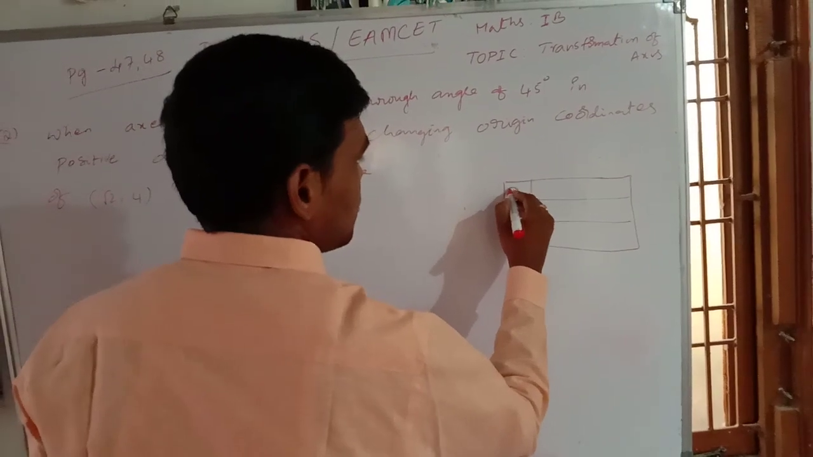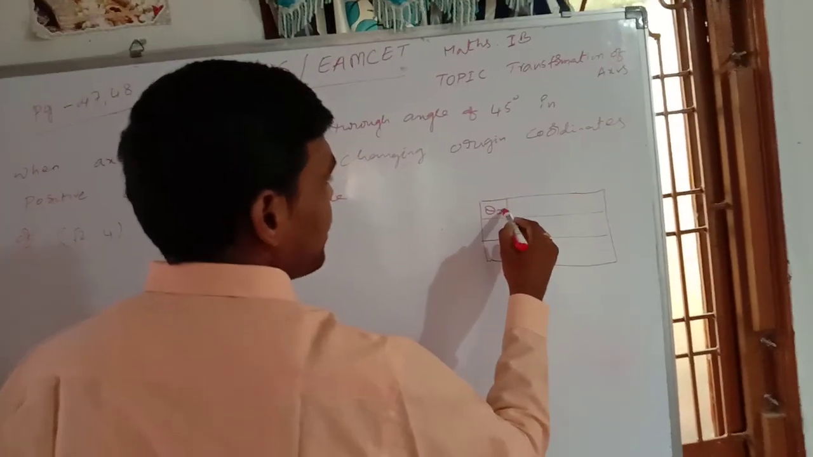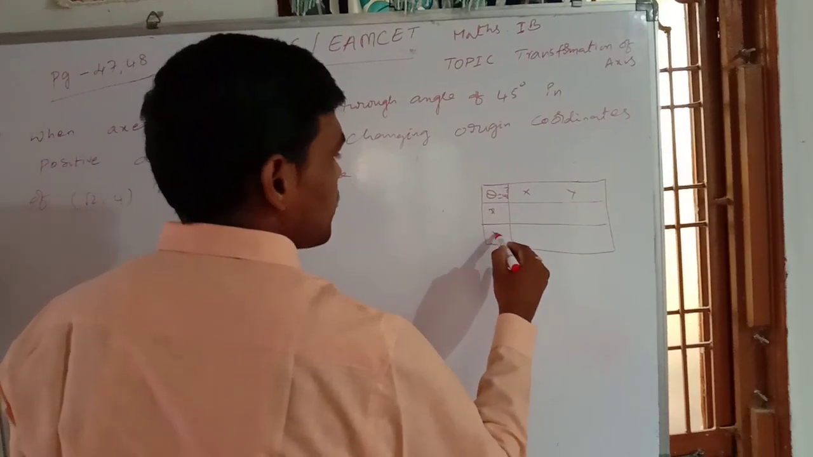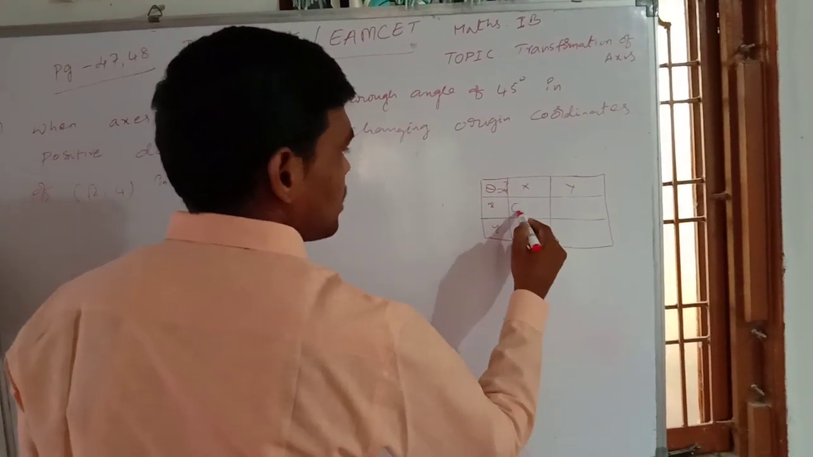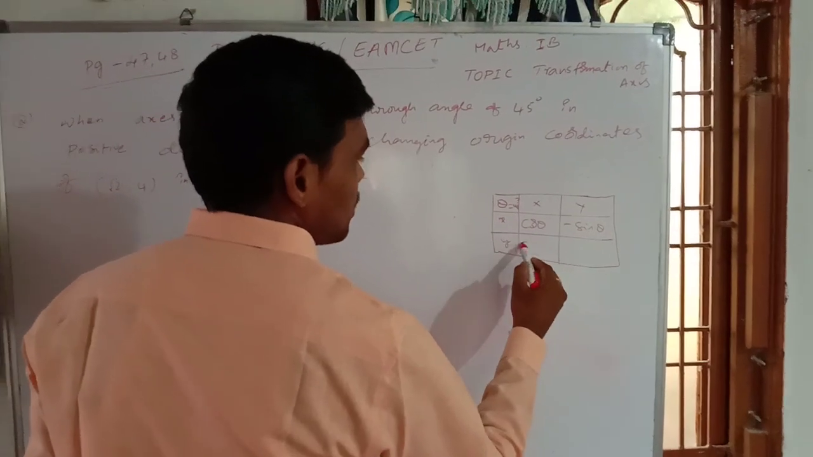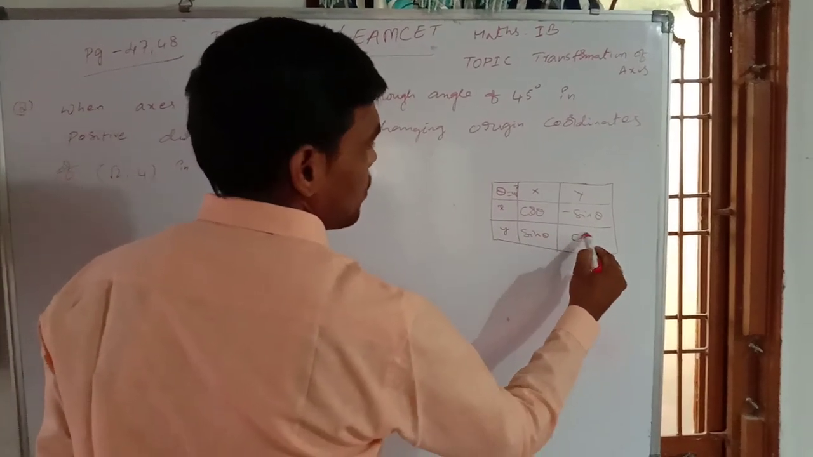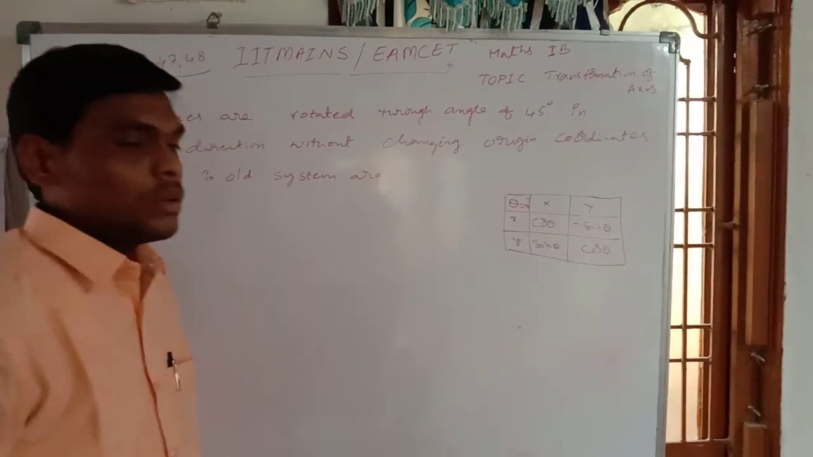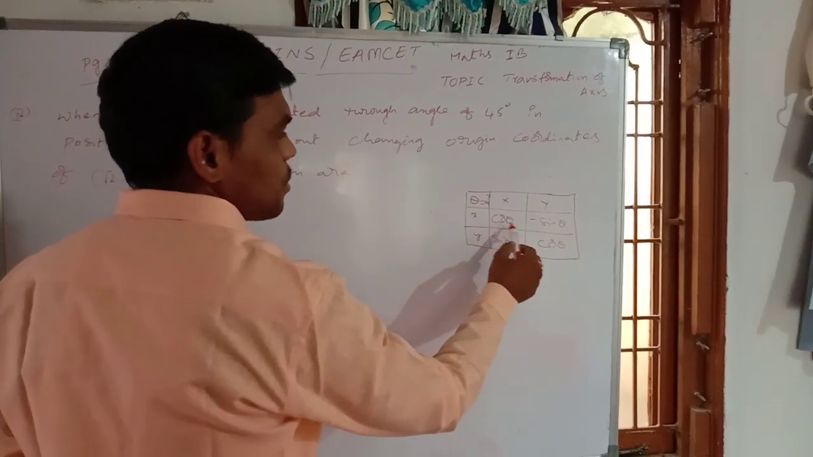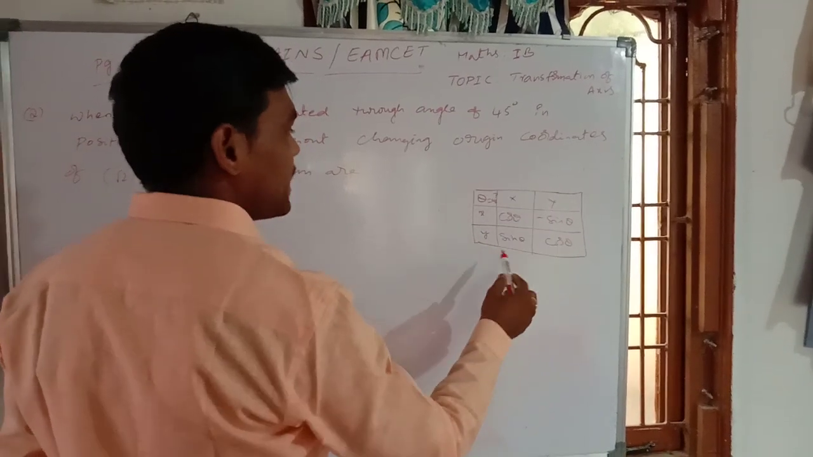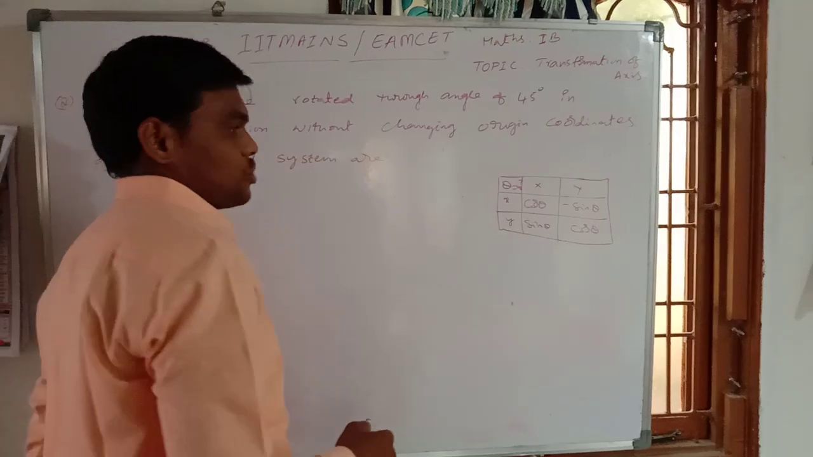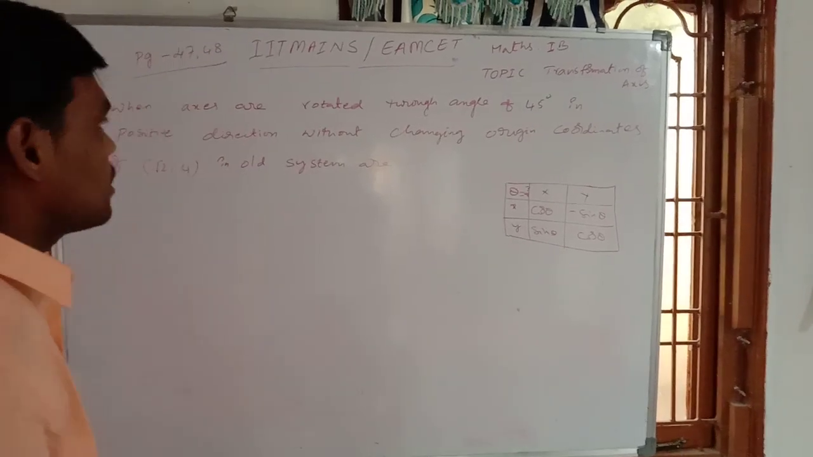This is rotate an angle 45 degree, and this is capital X and capital Y. This is small x and small y. Now this is cos theta and minus sin theta, and sin theta and cos theta. Now see the board. Small x is equal to capital X cos theta minus capital Y sin theta, and small y is equal to capital X sin theta plus capital Y cos theta.